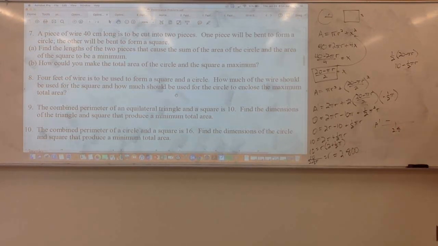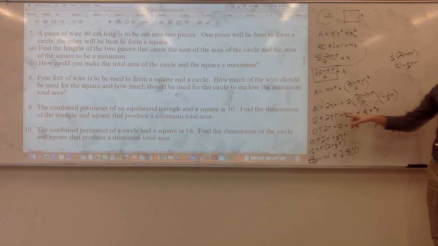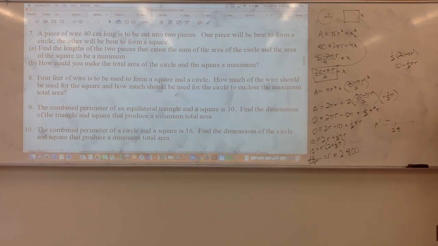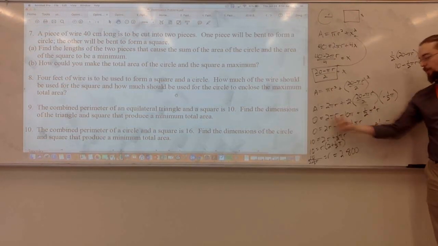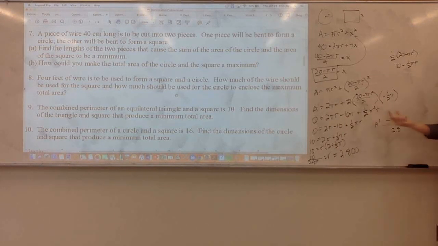And then if I plug in a value greater than that, say 10, I'll have 20 pi minus 10 pi plus 1/2 pi squared times 10, so 5 pi. So that's going to be positive, right? Right off the bat, if I plug in 10, I'll have 20 pi minus 10 pi plus some positive number. So that's going to be positive. So is this a min or a max? It's a min.